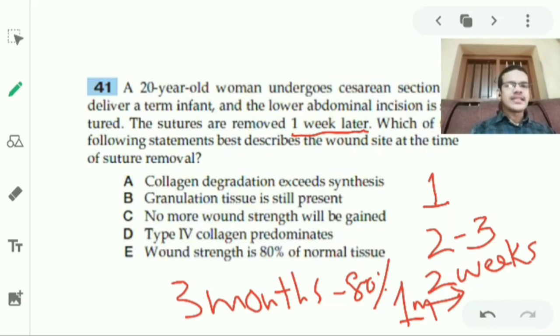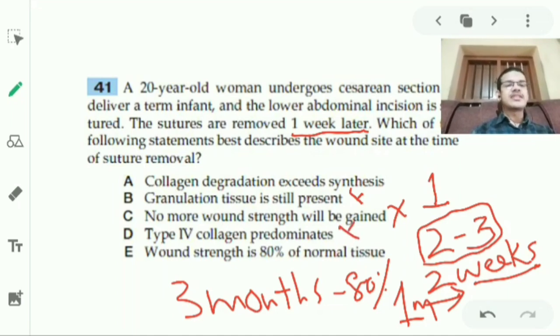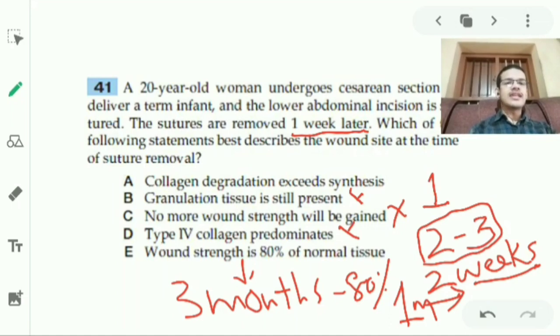So 1 week later, granulation tissue is prominent in the second to third day, so this is not the answer. No more wound strength will be gained? No, collagen keeps on depositing, wound strength will be gained, so this is wrong. Type 4 collagen predominates? Collagen is prominent from the 2 week onwards, not 1 week, so this is wrong. Wound strength will be 80% of normal tissue, that is by 3 months. So here the collagen synthesis has not yet begun in full force. So 1 week later, collagen degradation is still exceeding the synthesis. So by elimination, we came to the right answer.